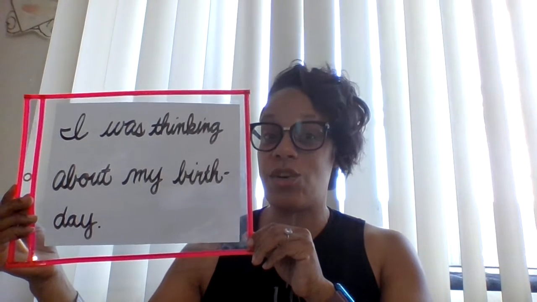Now, what about this sentence? Is there a word in this sentence that shows action? Hopefully you said yes. It says, I was thinking about my birthday. What did you say the action verb was, or the action in the sentence? Did you say thinking? If you did, that is correct.